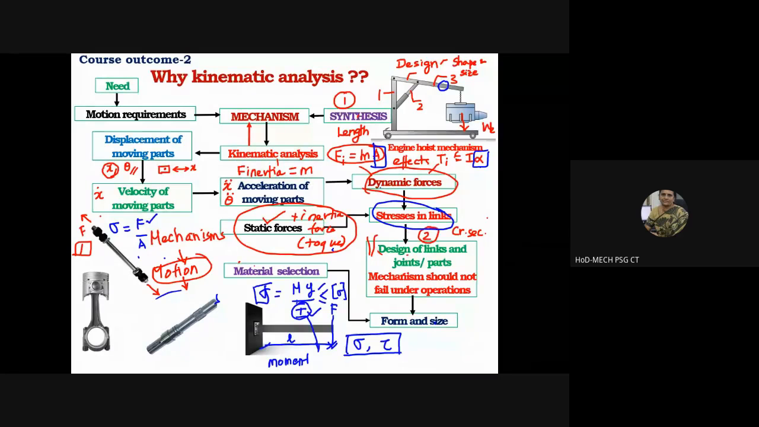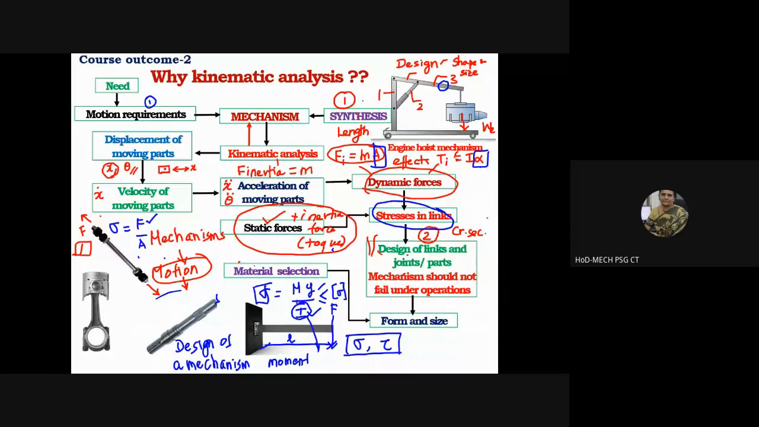Okay. So now where does this kinematic analysis fit in? Why am I explaining all this? It is to tell you where the kinematic analysis fits in the process of design of a mechanism. Suppose you are designing a mechanism from the beginning, then the first step will be spelling out your motion requirements.